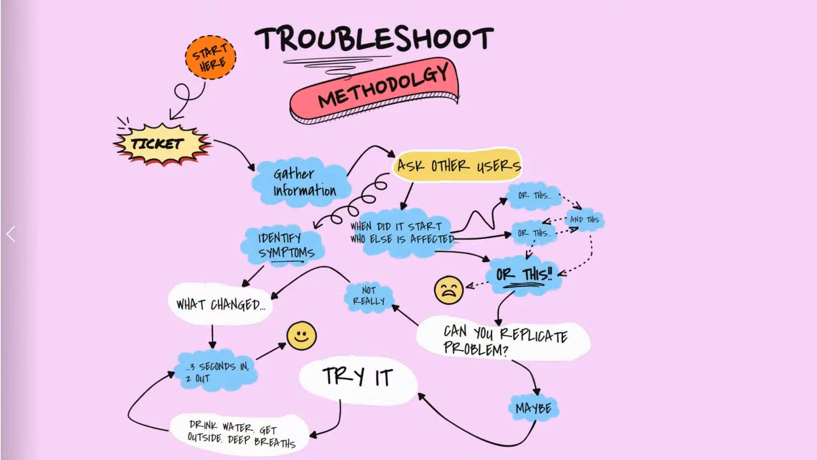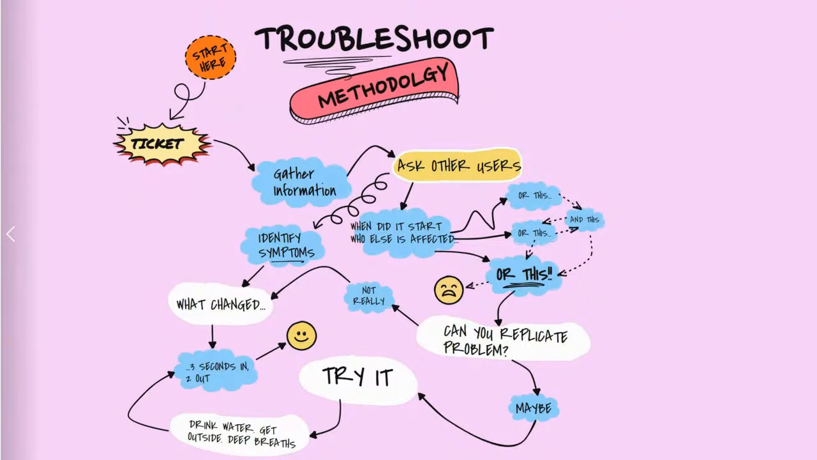Now, after you've gathered information, ask other users, who else is affected? Is it only affecting you, or is it affecting other people? When you ask such questions, what you're trying to establish is whether it is just one particular user who's complaining that the network is slow, versus everyone else in a department or everyone else in the office echoing the same opinion.